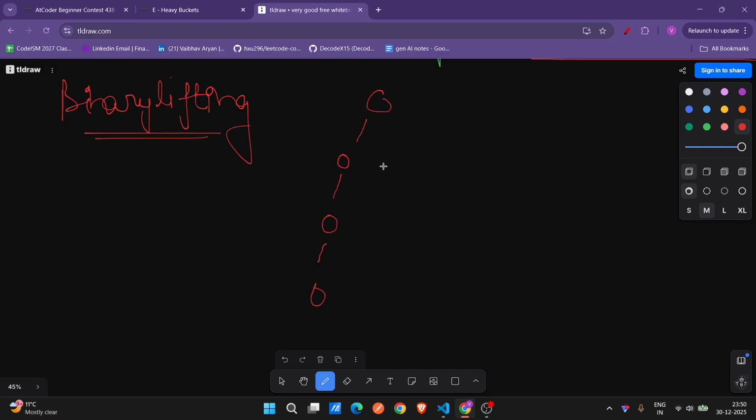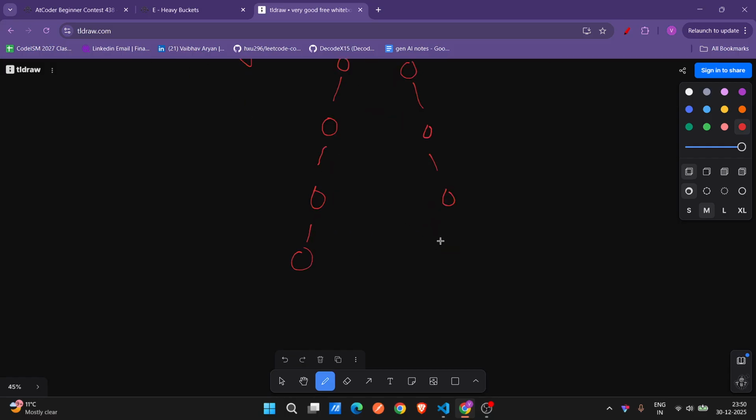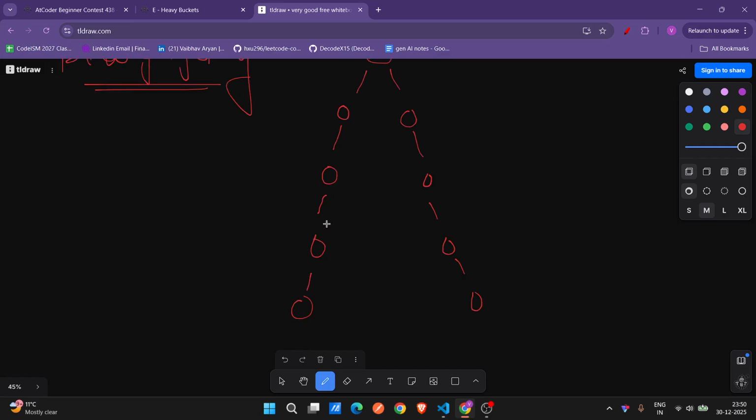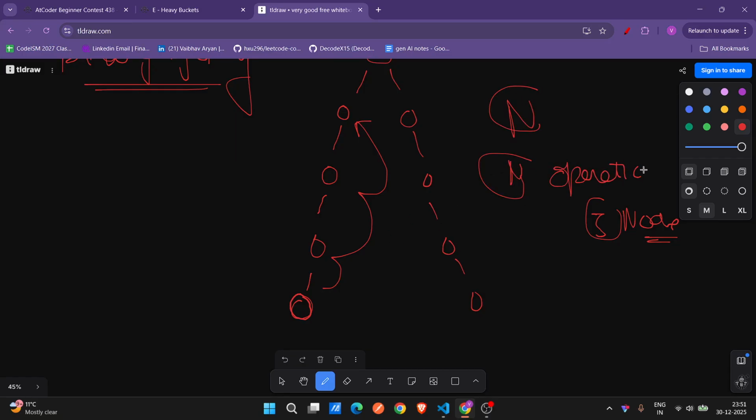If you have a tree and you want to get, for this node, suppose the fourth node, or suppose the third node, what will you do manually? Go here, go here, go here, so you will simply go. But if you have a tree with n nodes, for each query you have to do n operations.